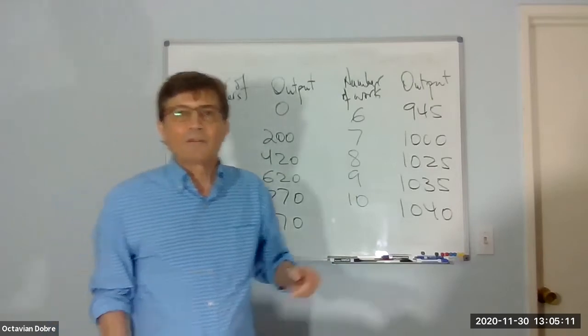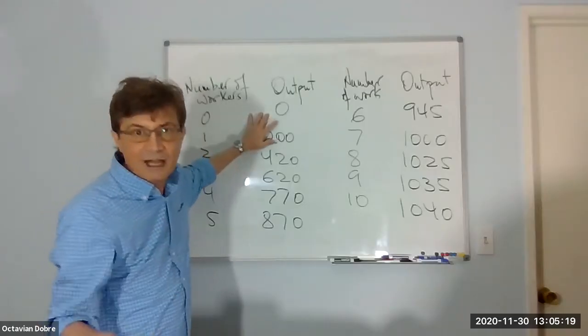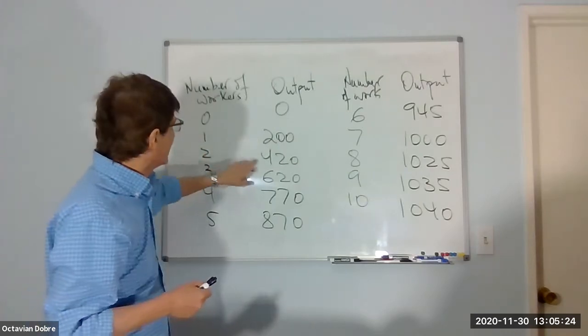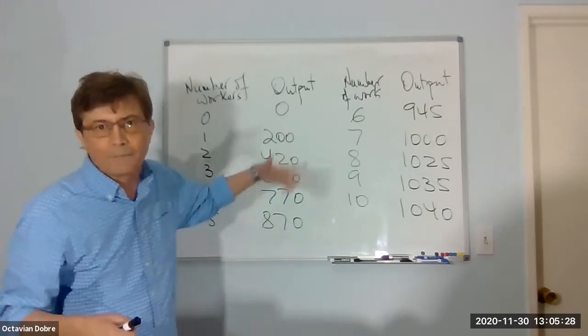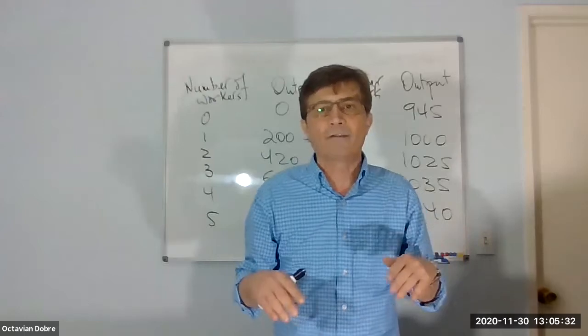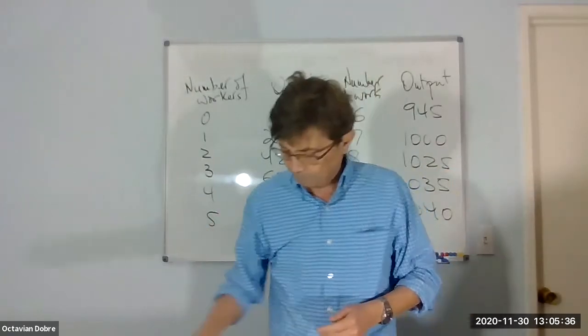Okay, folks. So we have a firm that if they employ 0 workers, they're going to produce obviously nothing. If they employ 1, they're going to produce 200, 2, 420, 3, 620, and so on. So depending on how many workers they have, they're going to have different outputs.